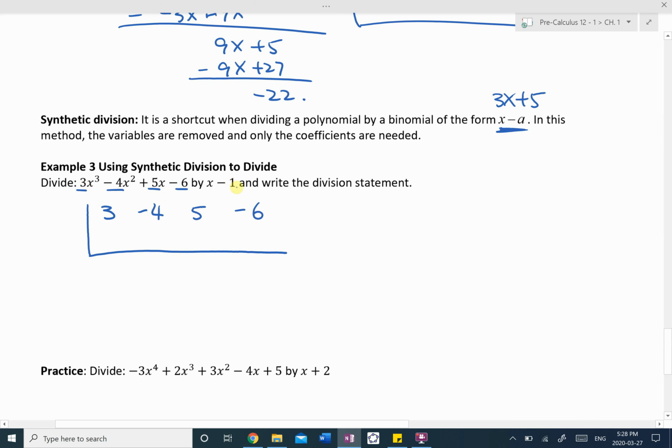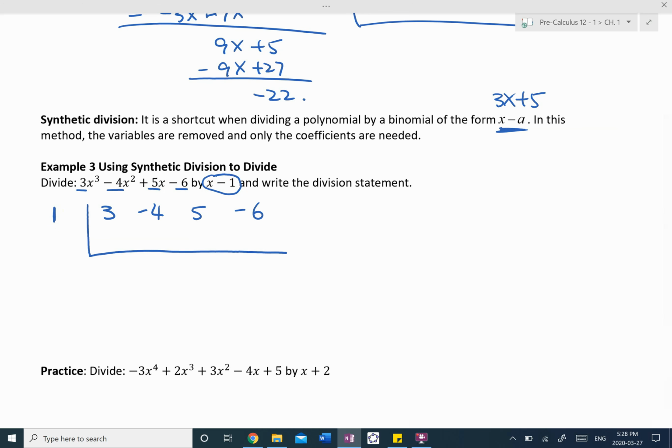We are dividing it by x minus 1. Okay, x minus 1. Kind of tricky, I guess. Because we're dividing by x minus 1, what I'm going to do here is write down a 1 right here. Okay, a 1. If it was x plus 1, then you would write -1. So that's kind of the tricky part.